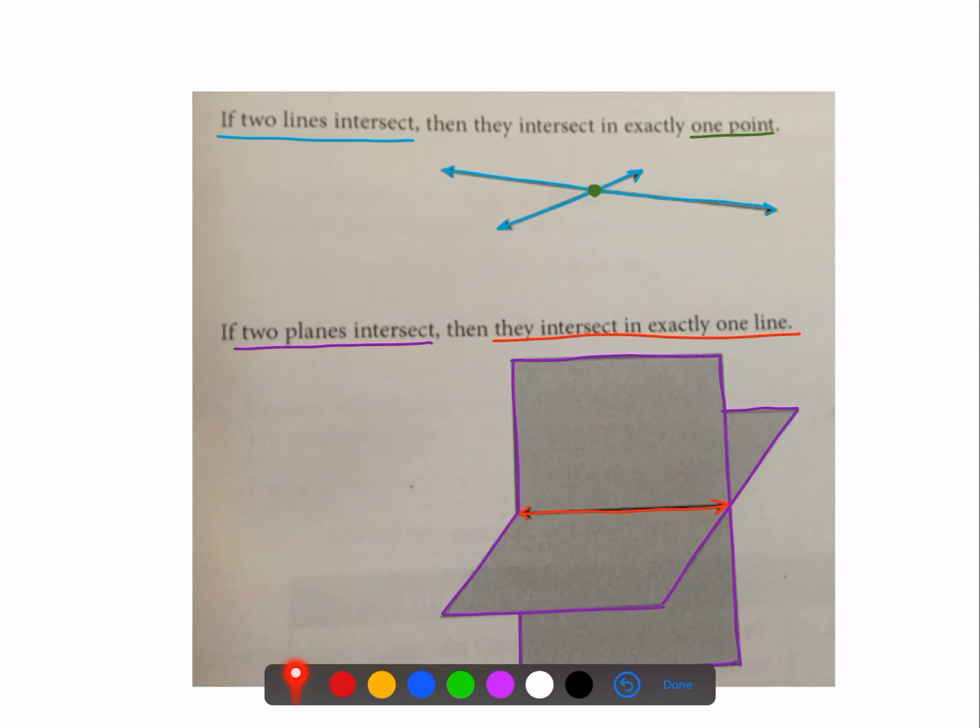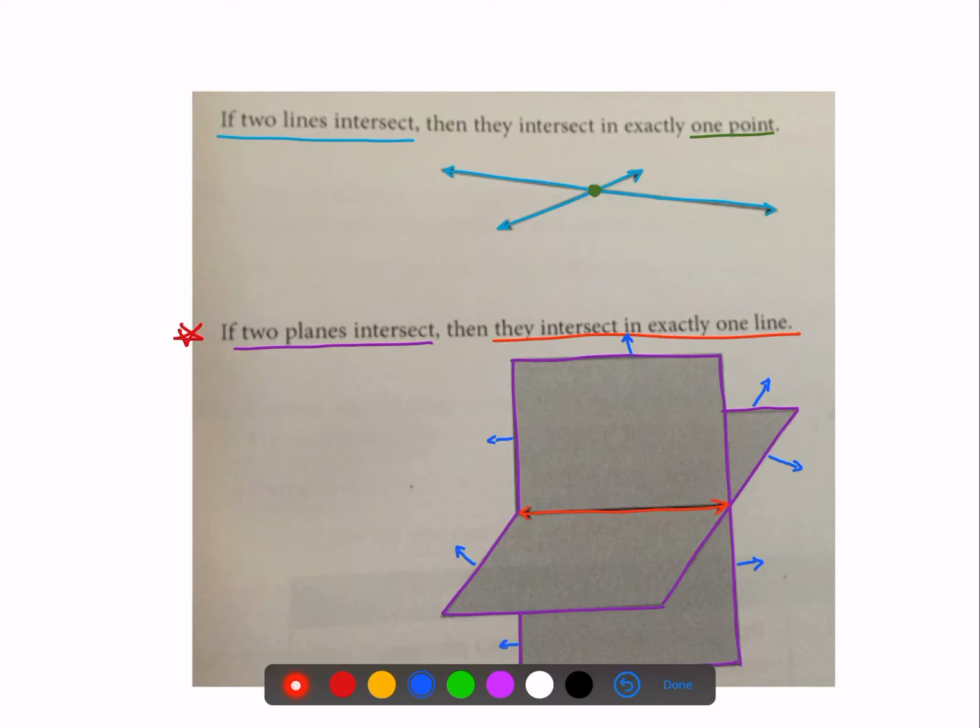These two may be somewhat new to us, but equally just as important. So if 2 lines intersect, so I have these 2 blue lines here, if they intersect in exactly 1 point, which is green here. So if I have 2 lines, they'll always intersect in one single point. The other definition that we have is if 2 planes intersect, then they intersect in exactly one line. Now this is very important for us to know. Anytime that 2 planes intersect, they intersect in one line. The reason for that is because we know that planes continue out forever. They never end. They keep going outward. They're flat, which we all learned about yesterday or in the last video.